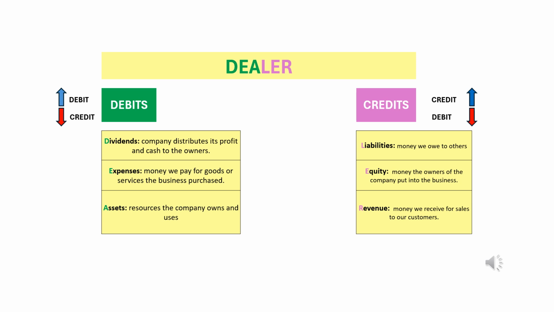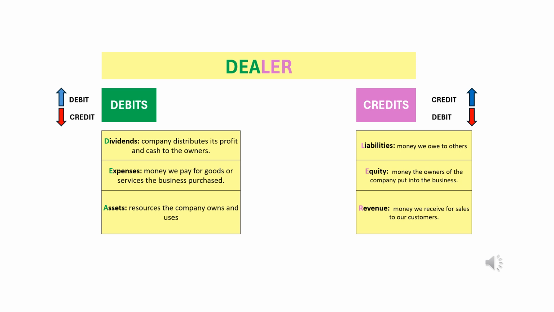Dividends, expenses, and assets in their natural state have a debit balance and increase with debits and decrease with credit. Dividends. That's when the company distributes its profit and cash to the owners. Expenses. That's money we pay for goods or services the business purchased. Assets. That's the resources the company owns and uses, like buildings, machines, equipment, and so on.